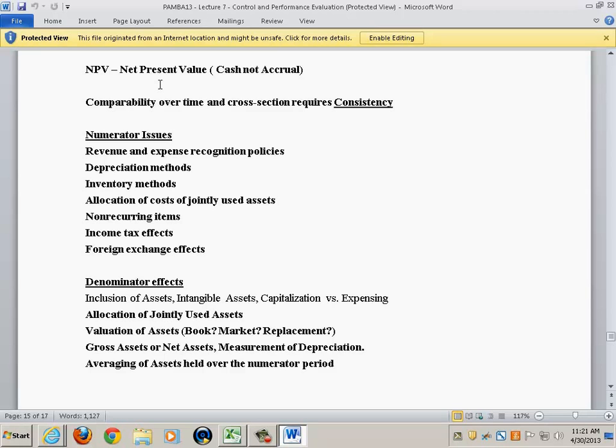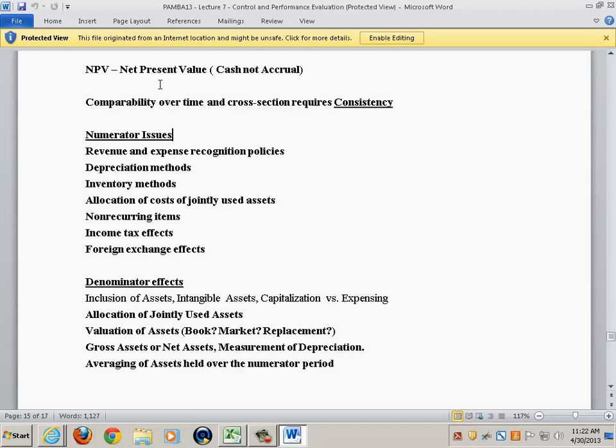Likewise, inventory methods. Do we use LIFO, or do we use FIFO, or do we use specific inventory methods? If we are measuring different centers within the organization, how do we allocate the costs? Non-recurring items, income tax effects, foreign exchange effects, and of course the list is by no means exhaustive, but it reminds you that there are many different ways to measure earnings or profits, which is the numerator.